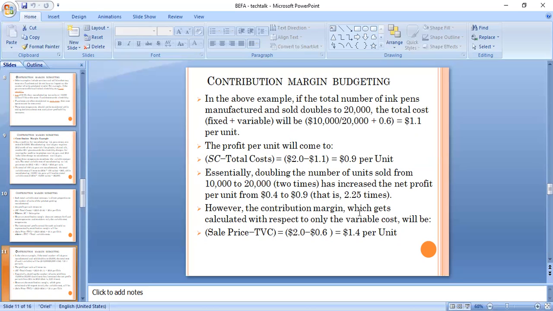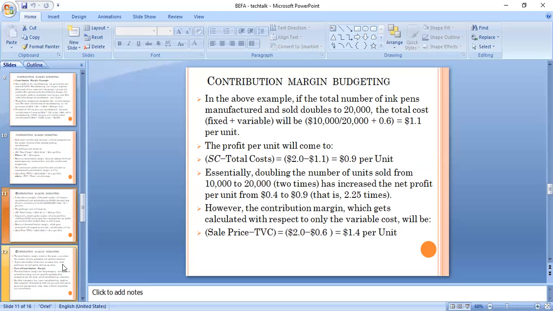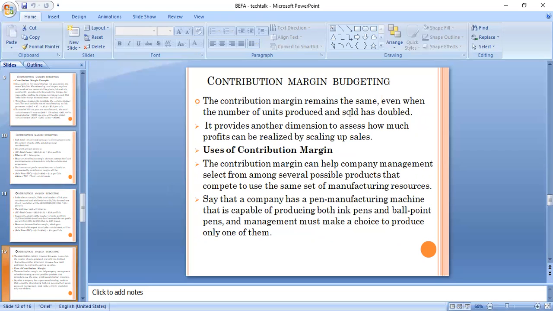However, the contribution margin, which gets calculated with respect to only the variable cost, will be sales price minus TVC, equal to 2 minus $0.6, equal to $1.4 per unit. The contribution margin remains the same even when the number of units produced and sold has doubled. It provides another dimension to assess how much profit can be realized by scaling up sales.